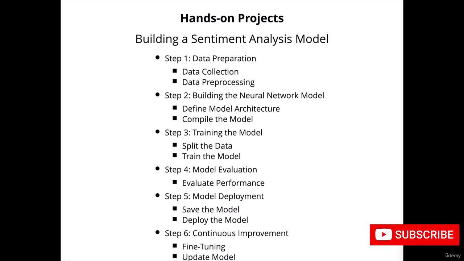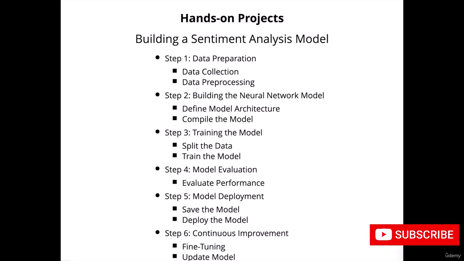For example, tokenize the text into words or tokens. Convert words to integers using a tokenizer. Pad sequences to ensure uniform length. Step 2 is building the neural network model. Define the model architecture. Build a neural network model for sentiment analysis using TensorFlow's Keras API. You can start with a simple architecture like a bidirectional LSTM followed by a dense layer. Compile the model by specifying the loss function, optimizer, and evaluation metrics.